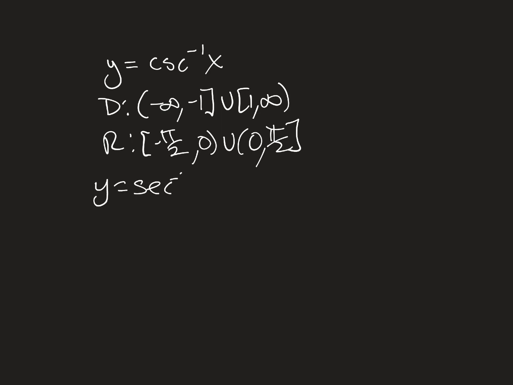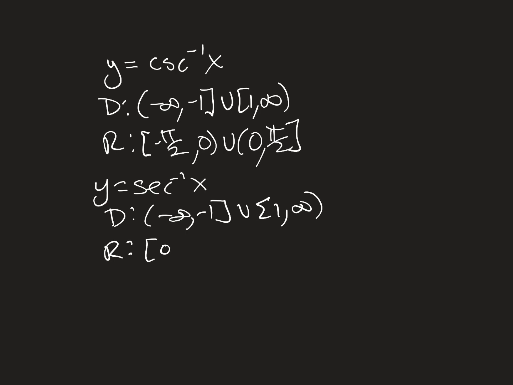Secant is going to follow cosine. So the domain is negative infinity to negative 1 and 1 to infinity, the range of the original. And the range is like 0 to pi, but it's undefined at pi over 2. It's undefined where cosine is 0. So you're either giving me a quadrant 1 angle if the ratio is positive, or a quadrant 2 angle if the ratio is negative.